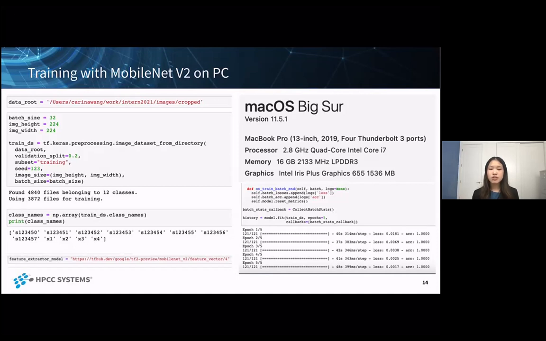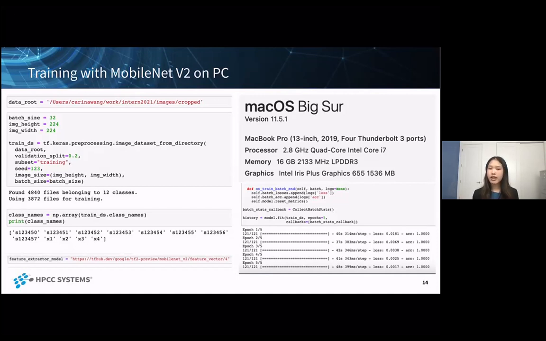The 12 classes are displayed as S, 1, 2, 3, 4, 5, and then a number, or X, and then a number. And these are each of the individuals that the model recognizes. At the bottom, you can see where the code says feature extractor model. Changing this link is how you would load a different model. So right now it's set to MobileNet v2.